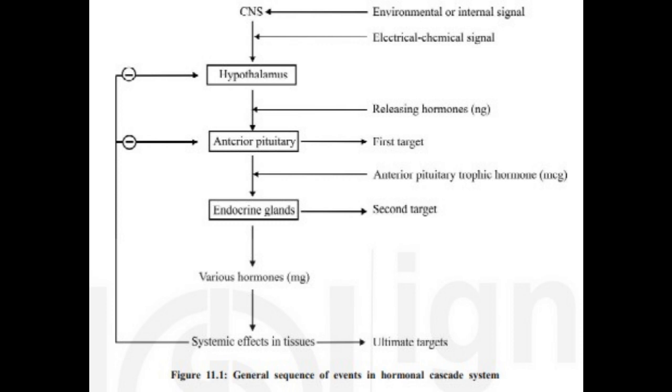It secretes the corticotropin-releasing hormone, CRH, which goes to the anterior pituitary. The anterior pituitary in turn secretes the adrenocorticotropic hormone, ACTH, which goes to the adrenal cortex, the outer layer of the adrenal gland, and triggers the release of the specific hormone, cortisol.